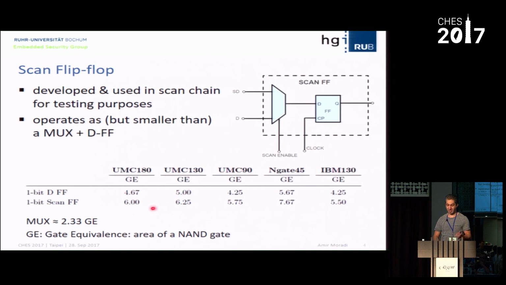For instance, here we have considered 5 different process technologies or libraries, from IBM 130 to NAND gate, and also UMC 90, 130, and 180. You see here the scan flip-flop is, of course, obviously larger than the normal D flip-flop, but if you add the size of the multiplexer, which is roughly 2.3 gate equivalents, to the size of the D flip-flop, it's most of the time larger than the size of the scan flip-flop. That is what motivates using a scan flip-flop.